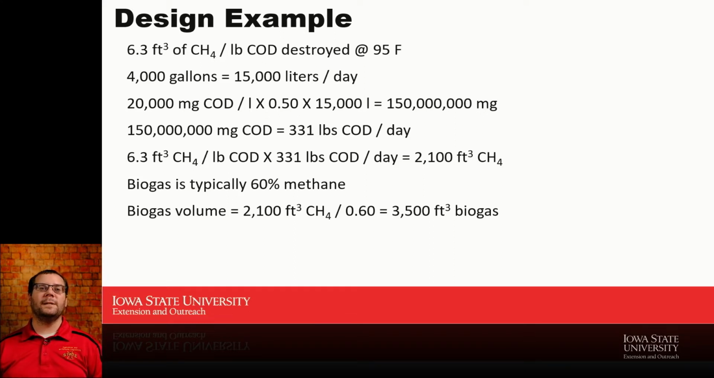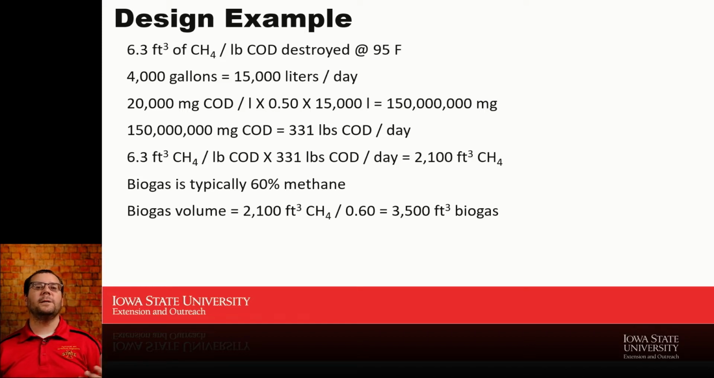The one rule of thumb you need to know is you get 6.3 cubic feet of methane for every pound of chemical oxygen demand you break down at 95 degrees, which is a rough temperature we'd be at for an anaerobic digestion. I'm going to do some unit conversions there because some of my stuff here is in metric units, so gallons to liters is roughly 15,000 liters. I'm breaking down half that chemical oxygen demand, so 150 million milligrams per day. That works out to about 331 pounds. So if you take that 331 times 6.3, I'll make 2,100 cubic feet of methane every day.